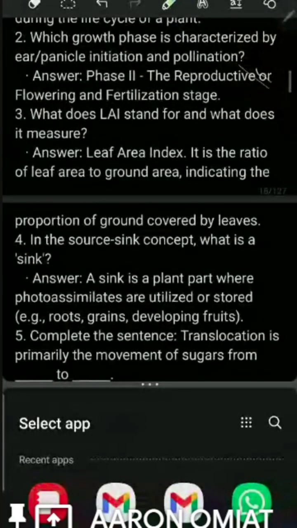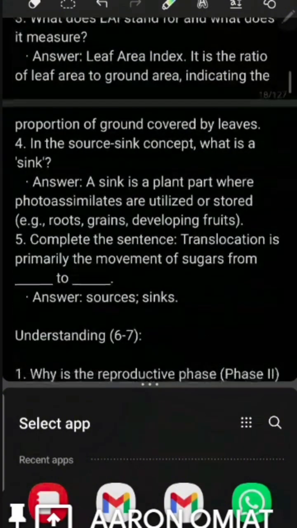This goes to Patricia, I believe. Complete the sentence. Translocation is primarily the movement of sugars from dash to dash. It's the movement of sugars from the source to the sink. Perfect.